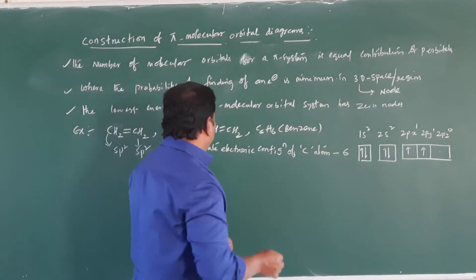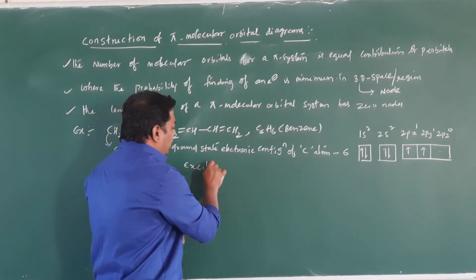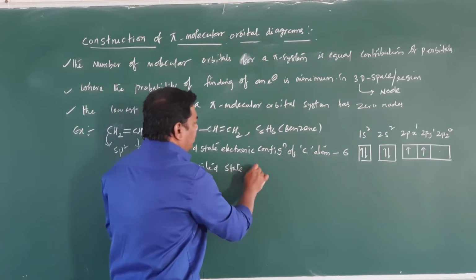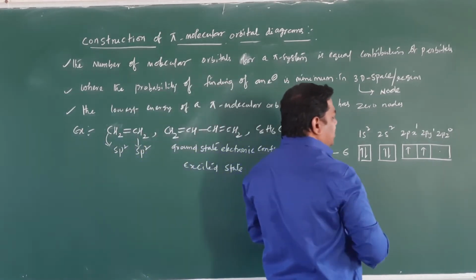Then we will move to the excited state electronic configuration of the carbon atom. So in this excited state, what will happen, students?